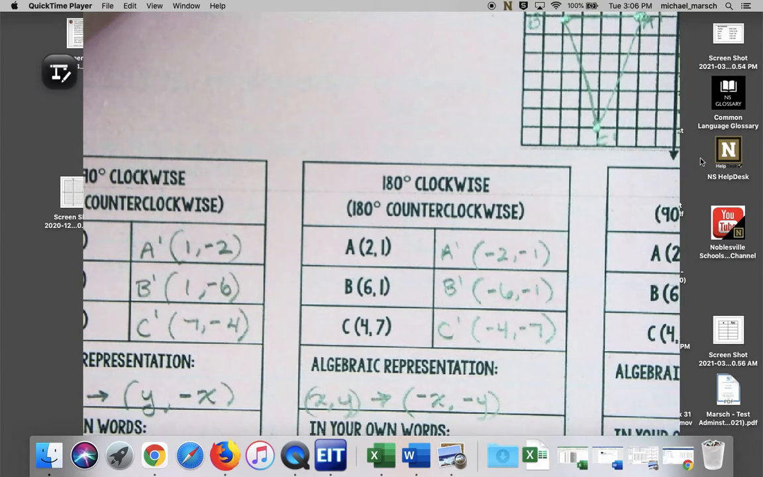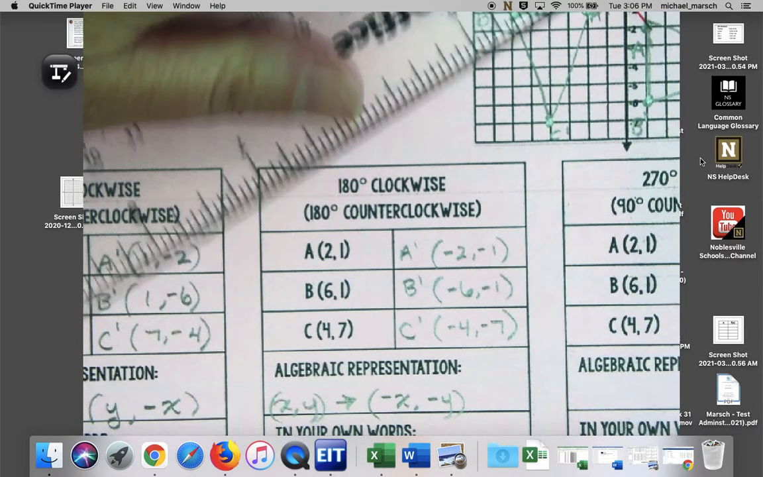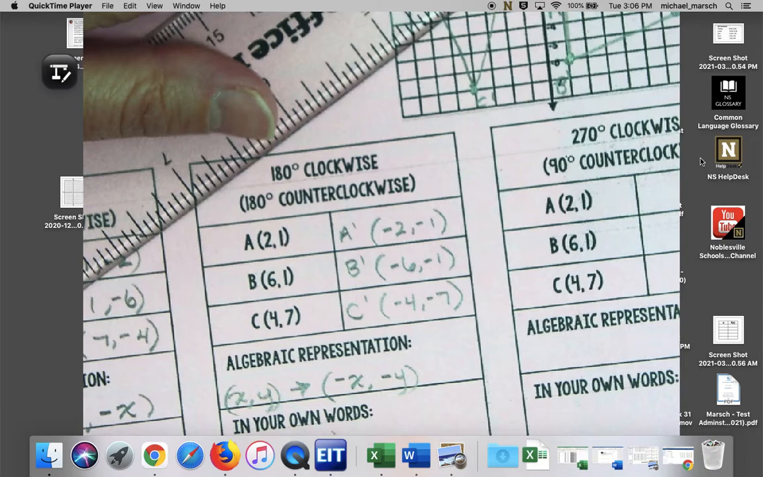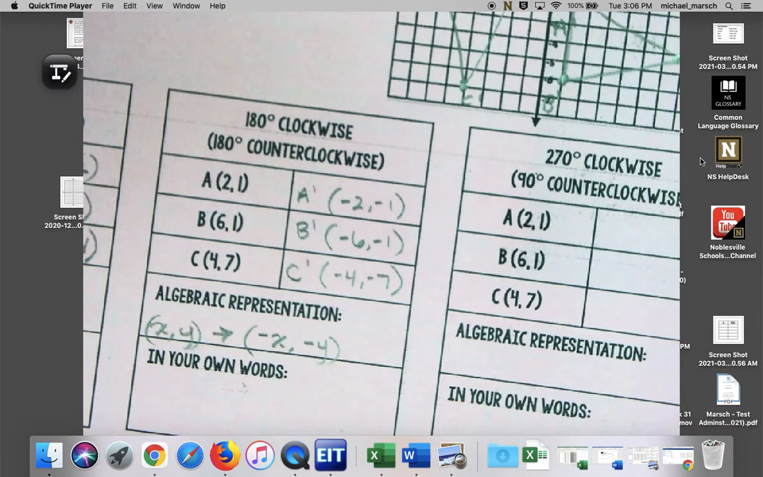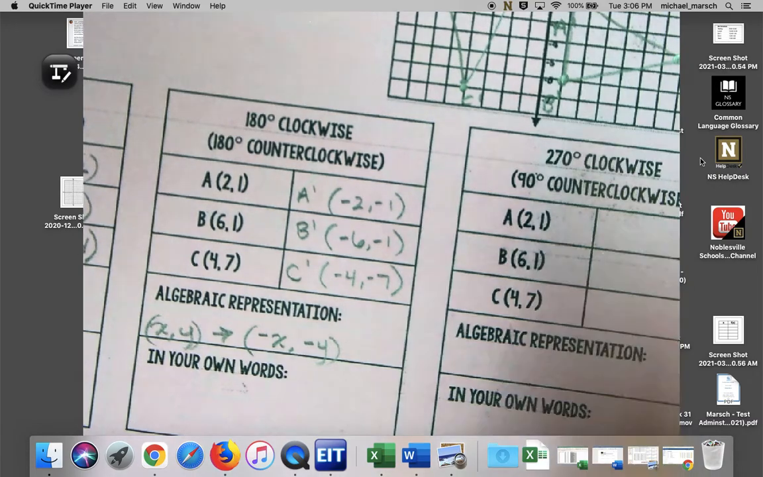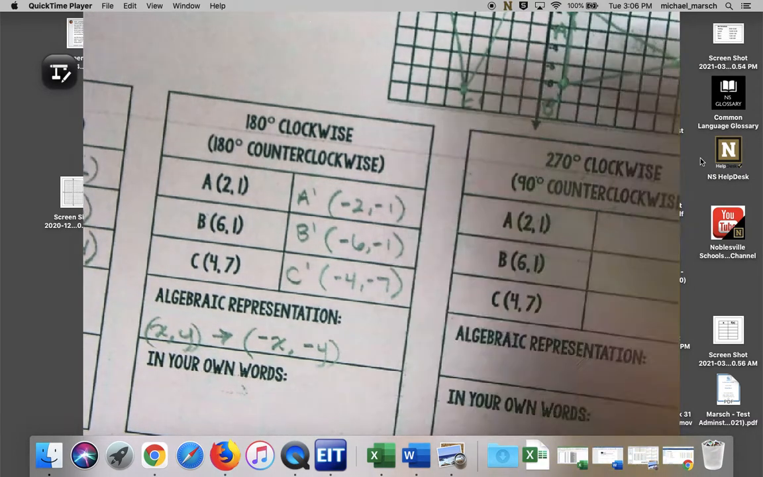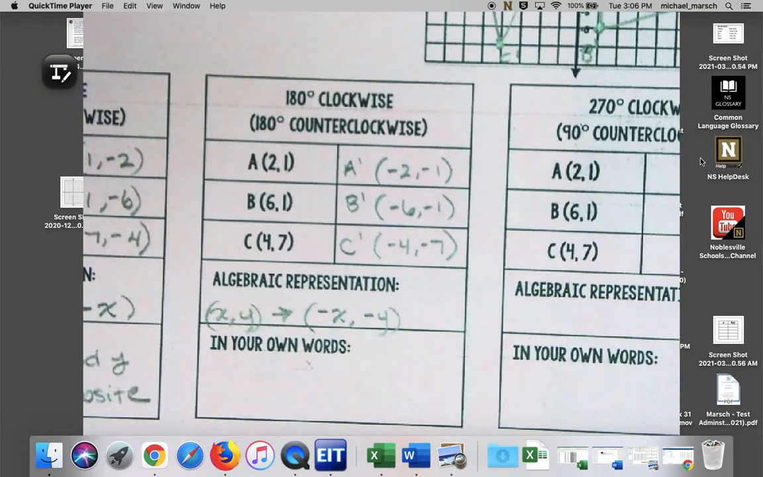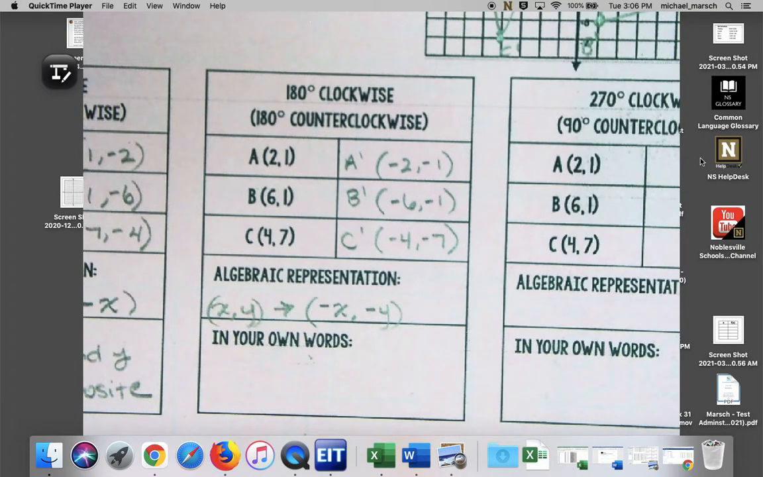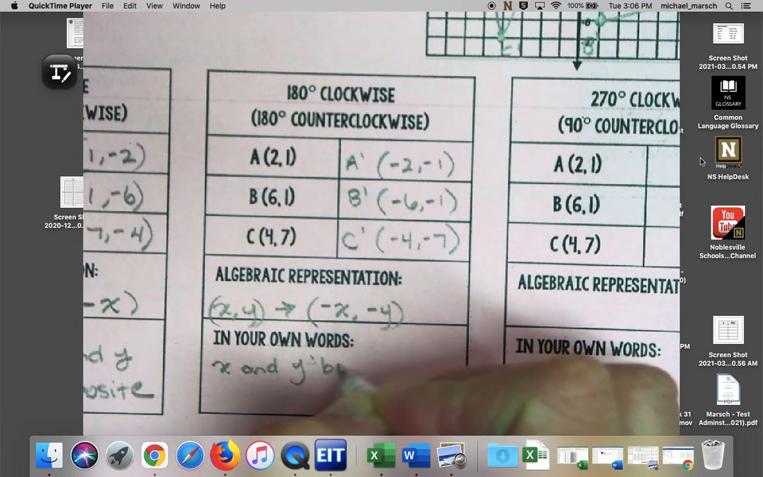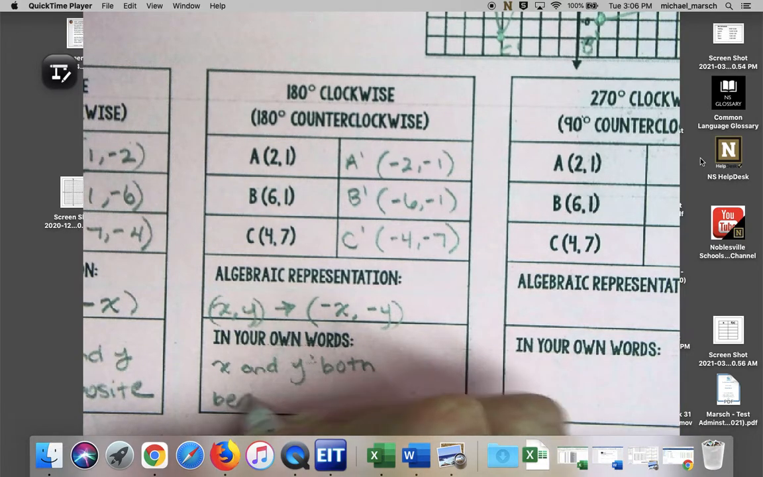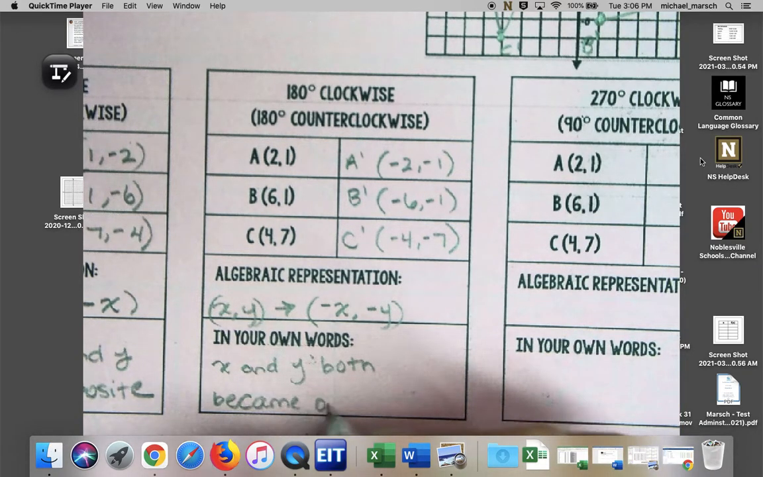And if I connect my A to my A prime through the origin, I get a straight line. That's the 180 degrees. So that was 180 from my original pre-image. So what will we say in our own words? X and Y both became opposite.